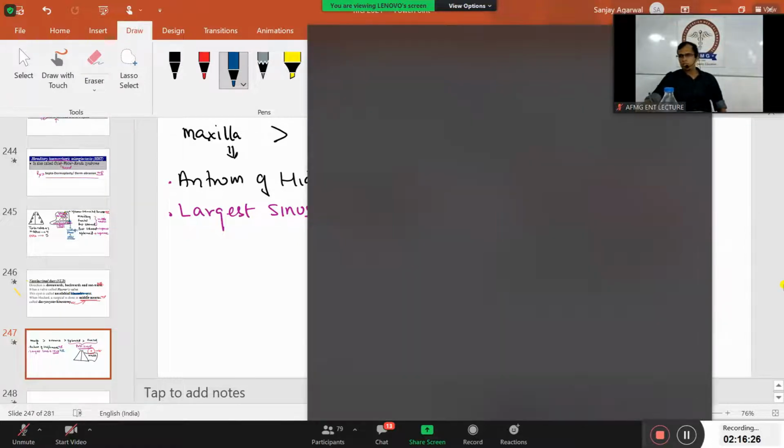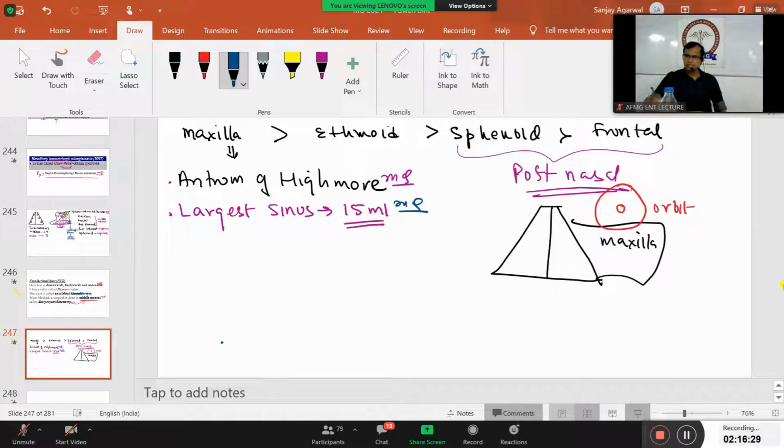Both the MCQs, the fact that it is the largest sinus and the volume, are important. The only other thing we ask is, what is the floor of the maxilla formed by? Alveolus, the upper jaw. Alveolus is the floor of the maxilla. Okay, so these are the important points of the maxilla that you need to know.